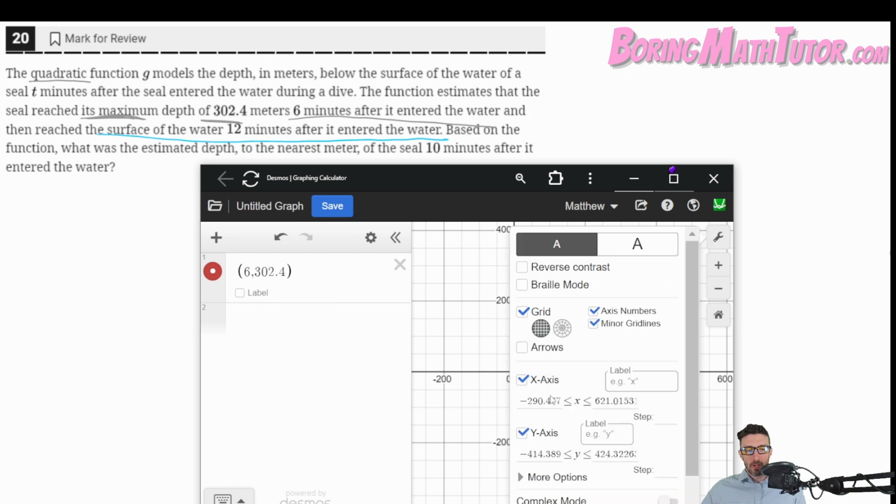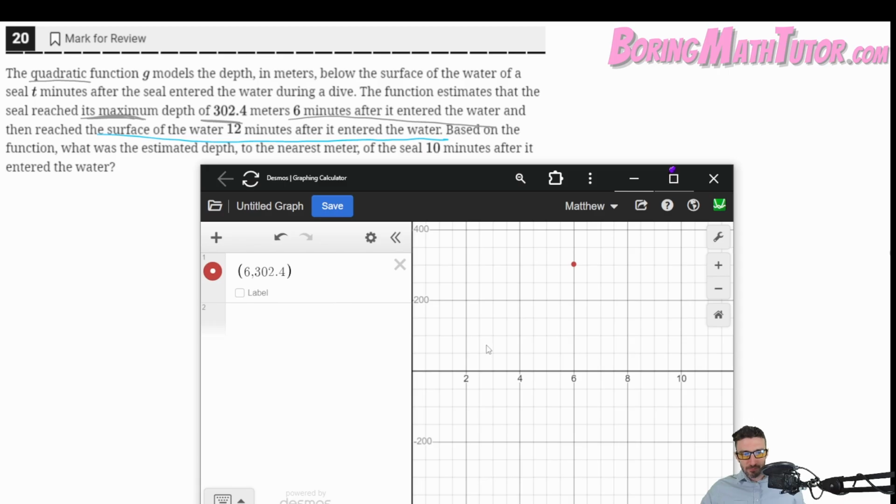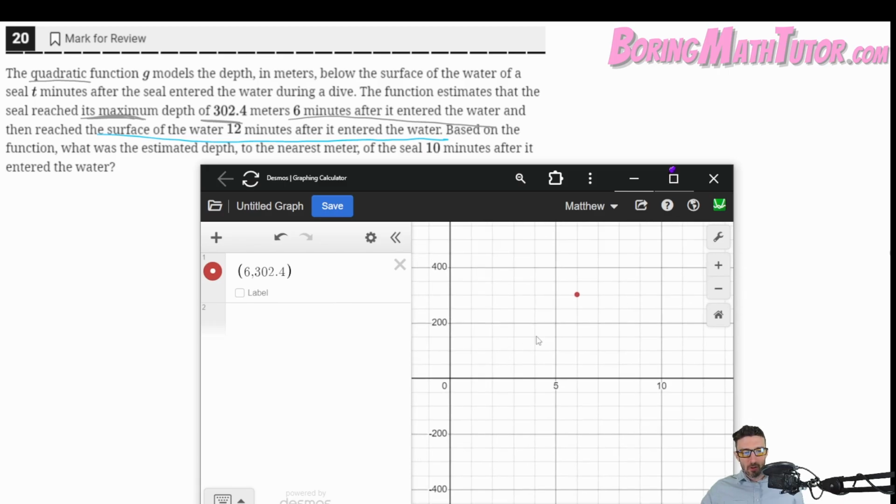So I'm going to go to my window. Just help me look at this a little bit. And I'm going to change the max to 12 and the minimum to, let's say, 0. Okay, just zoom out a little bit. And now that's our point right there. But we also know another point. We know that 12 minutes after it entered the water, it hit 0 because it hit the surface. So in other words, it has no depth there.